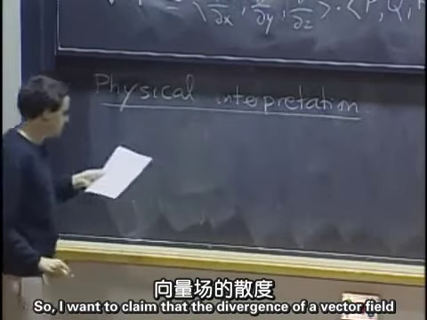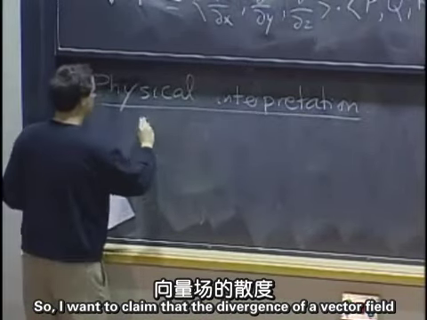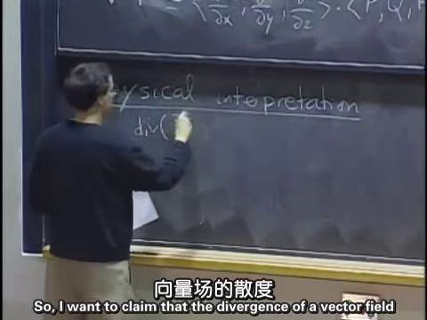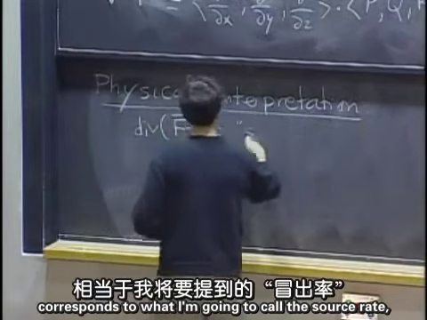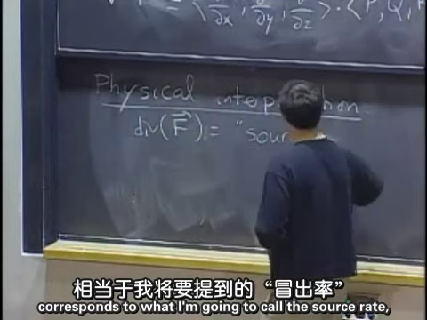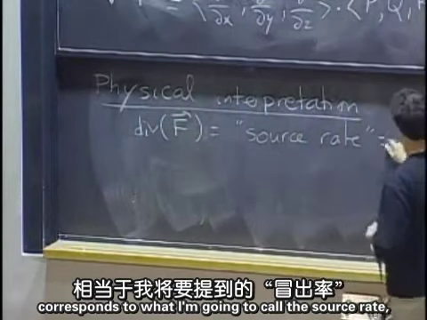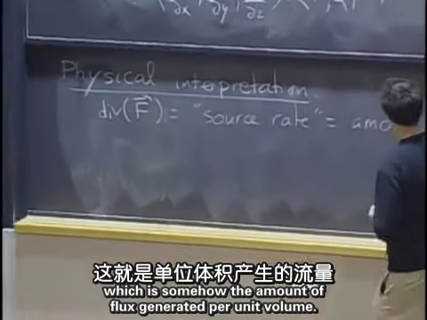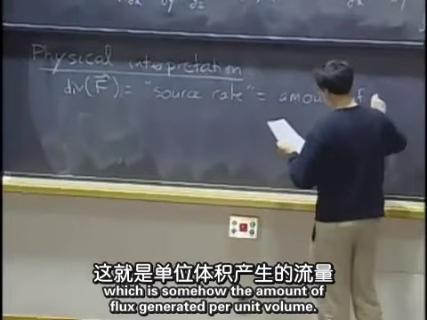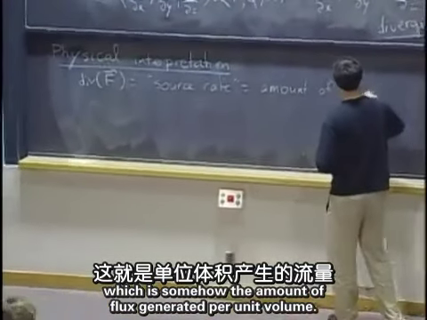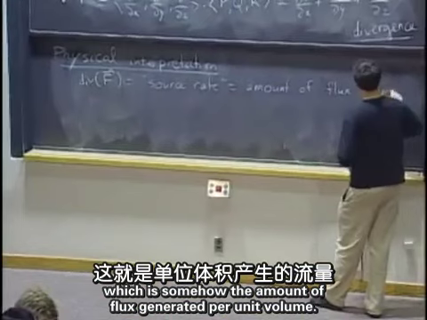So I want to claim that the divergence of a vector field corresponds to what I'm going to call the source rate, which is somehow the amount of flux generated per unit volume.